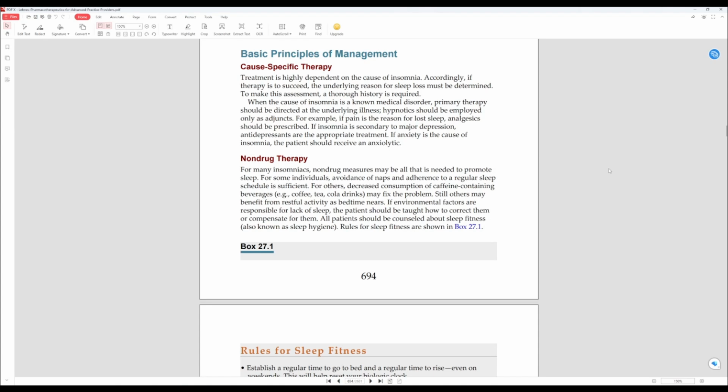Non-drug therapy. For many insomniacs, non-drug measures may be all that is needed to promote sleep. For some individuals, avoidance of naps and adherence to a regular sleep schedule is sufficient. For others, decreased consumption of caffeine-containing beverages may fix the problem. Still others may benefit from restful activity as bedtime nears. If environmental factors are responsible for lack of sleep, the patient should be taught how to correct them or compensate for them. All patients should be counseled about sleep fitness. There are rules for sleep fitness that are discussed in the following box.